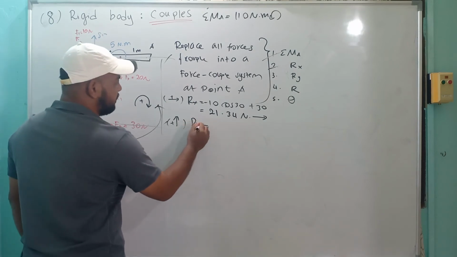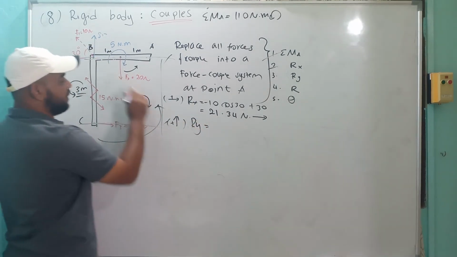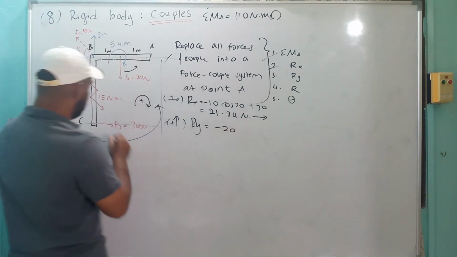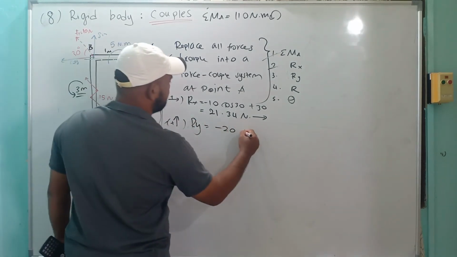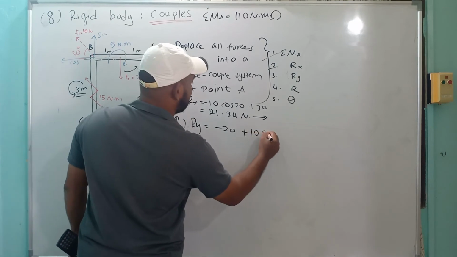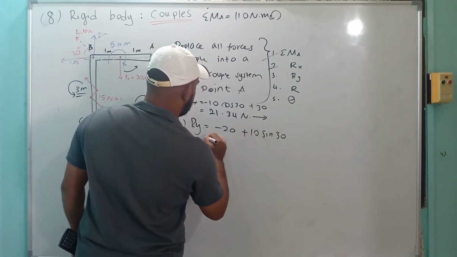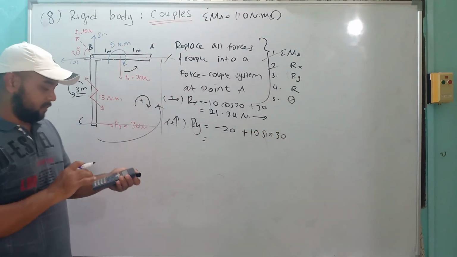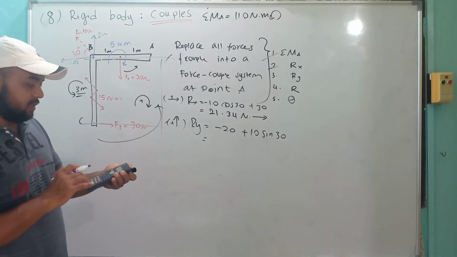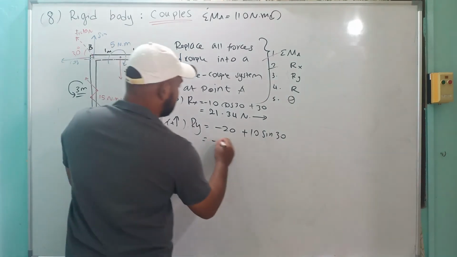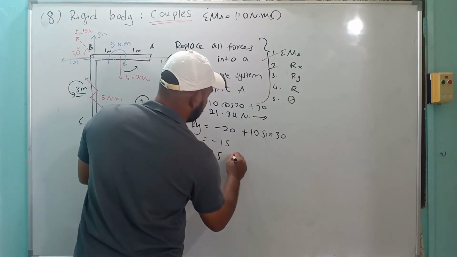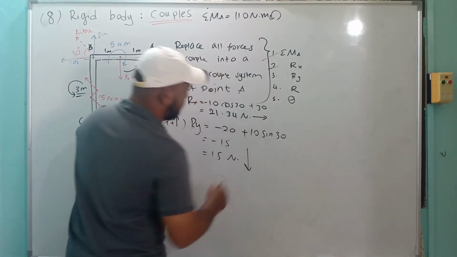Upward positive, sigma Fx equal to Rx, so this one is complete. Ry, okay, Ry, so we have this one minus 20, this one is in x so 0, plus 10 sine 30, so you have 10 sine 30 equal to minus 20, equal to minus 15, so actually 15 Newton downward.